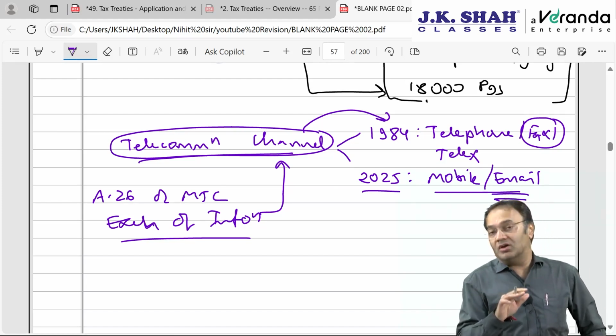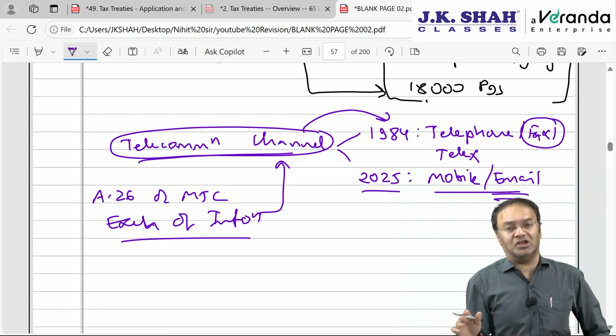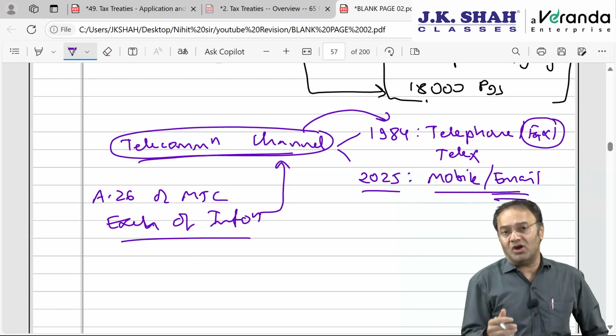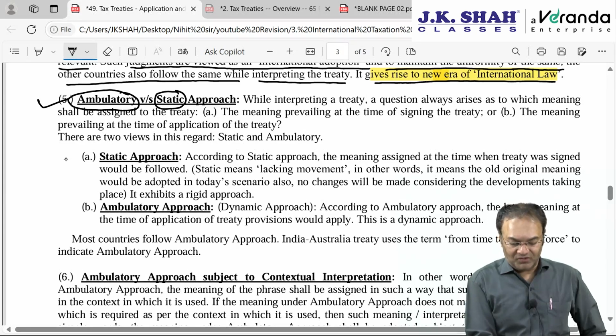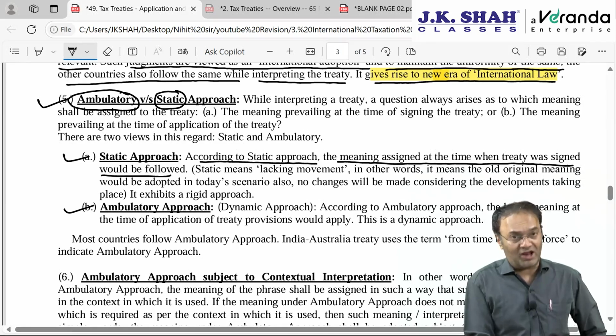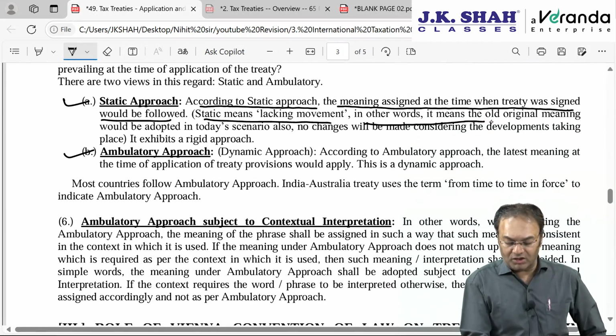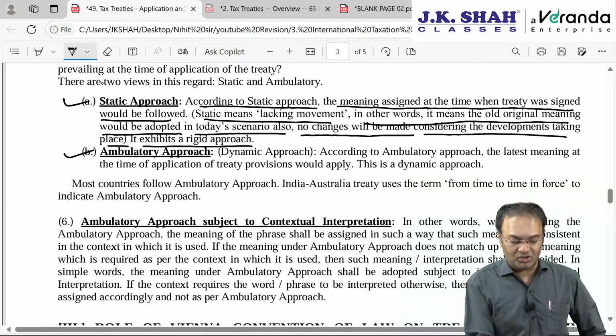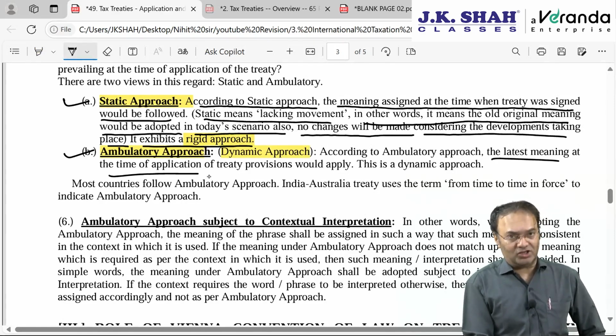Static means lacking movement, never changing. And the dynamic approach, which is called ambulatory approach, means ever changing. According to the static approach, the meaning assigned at the time when the treaty was signed would be followed lifetime. In other words, its old original meaning would be adopted in today's scenario also. No changes will be made considering the developments taking place. It exhibits a rigid approach. Remember this, rigid approach is static approach. An ambulatory approach is called dynamic approach. Match the column. According to the ambulatory approach, the latest meaning at the time of application of the treaty, when you are applying the treaty, would apply. This is the dynamic approach.